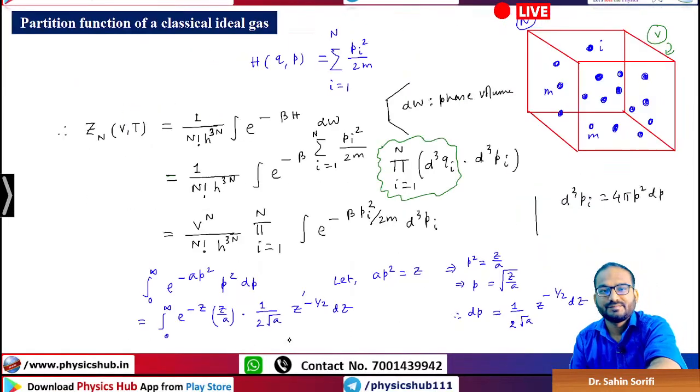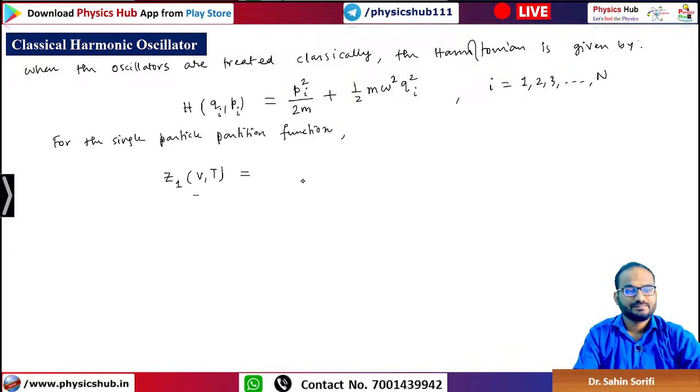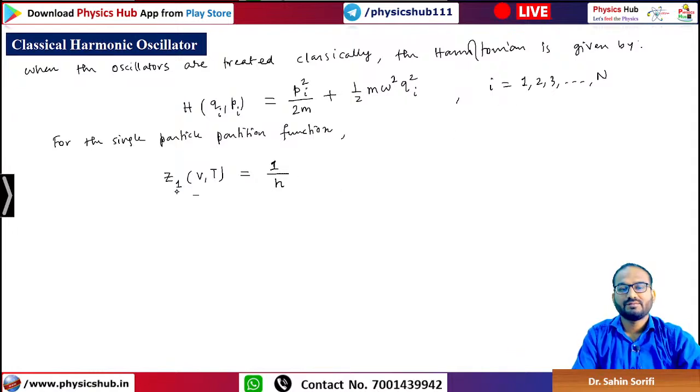You see, look at the formula, 1 by n factorial. Now we are calculating for one particle, so 1 by 1 factorial. Then 1 upon h to the power 3n. This is in 3 dimensions for n particles. For 1 dimension, as I told you, h will be there. For 2 dimensions, h square will be there. For 3 dimensions, h cube. And n is the number of particles. So what should I write here? 1 upon h, because this is a one dimensional harmonic oscillator, right? n is not given because we are calculating for one particle.